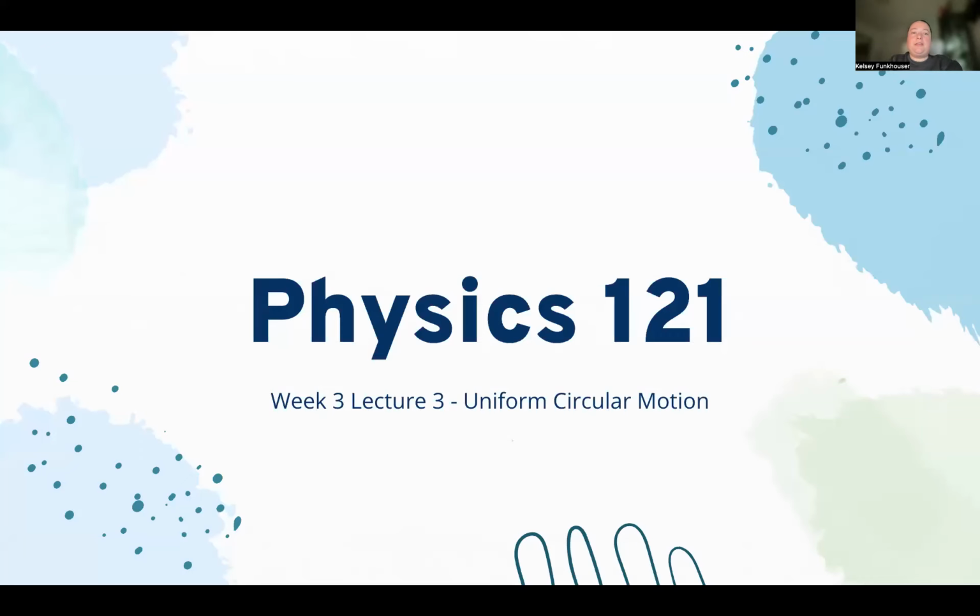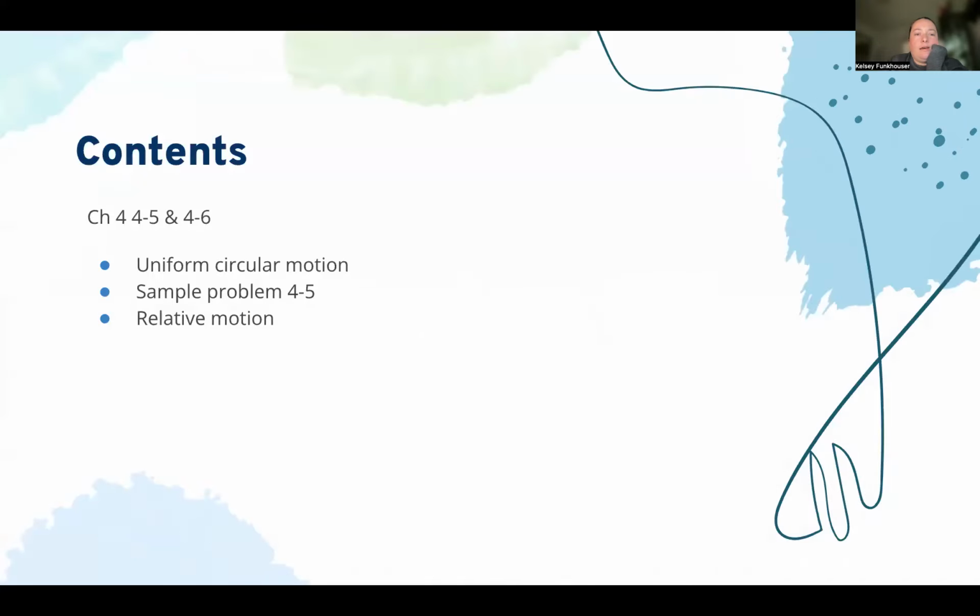Hello and welcome to week 3, lecture 3. We're going to talk about uniform circular motion and also relative motion. This comes from chapter 4, 4-5 and 4-6. So it's going to be uniform circular motion, sample problem 4-5, and then relative motion.